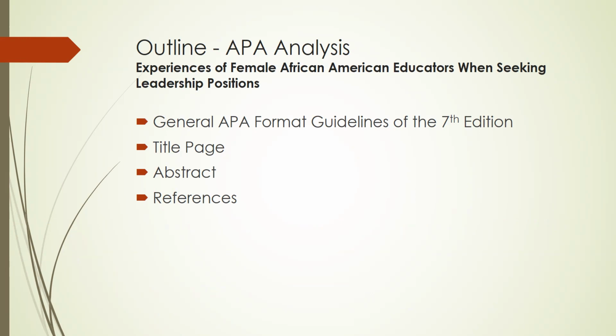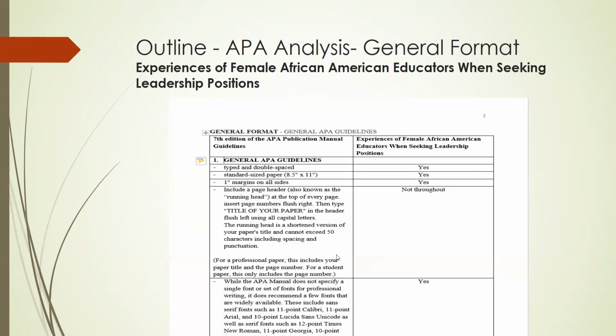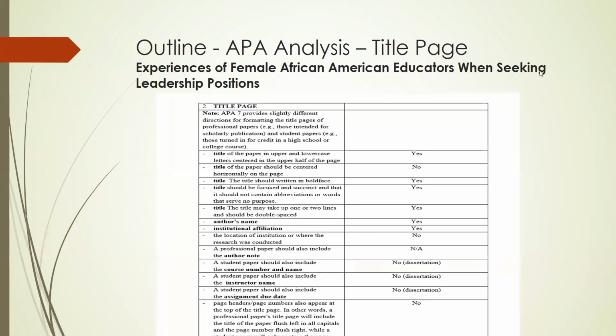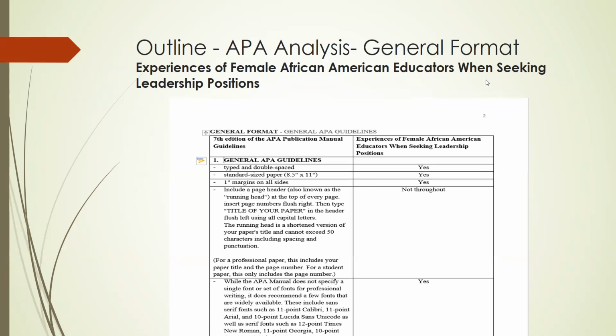In terms of general format, the article was double-spaced and typed. The article was PDF, but appears as if it was on standard size paper, 8.5 by 11, and had 1-inch margins on all sides. The article included a page header, but not throughout.